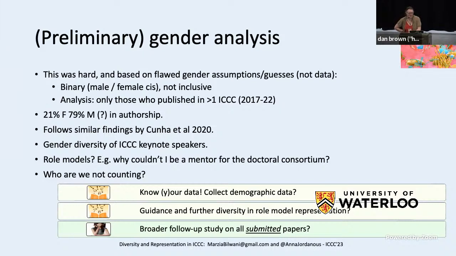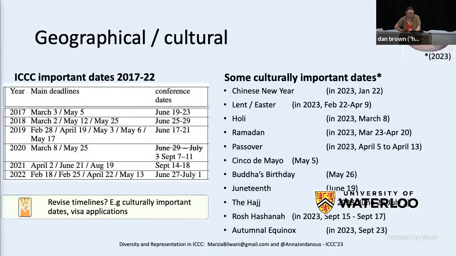There are various reasons why, for example, I wasn't able to be a mentor this year, to do with sports day for my daughter. A reason that we wouldn't necessarily have, right, if I was in a different situation. We looked at the dates for ICCC, the timelines. Typically, our deadlines for papers are in March and May, and conference dates tend to be in June. There are a lot of dates that clash with culturally important ones. My co-author for this paper, Marzia, was in Ramadan for the majority of our writing the paper, and we had to reschedule the final write-up because she was celebrating Eid at the end. I think the timeline is something that the organizers this year have found problematic as well.